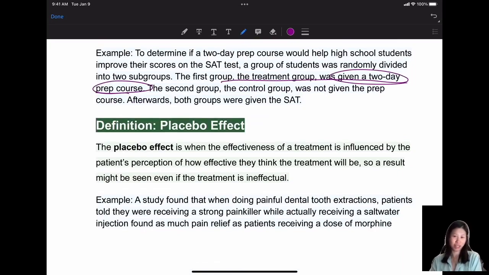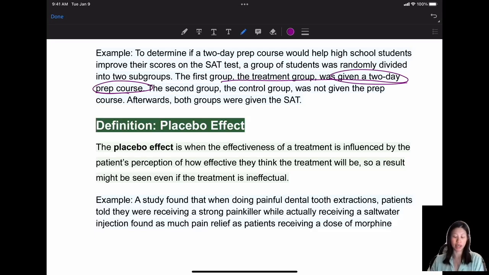Okay, another thing is called the placebo effect. The placebo effect is when the effectiveness of the treatment is influenced by the patient's perceptions of how effective they think the treatment will be. So a result might be seen even if the treatment is ineffectual.